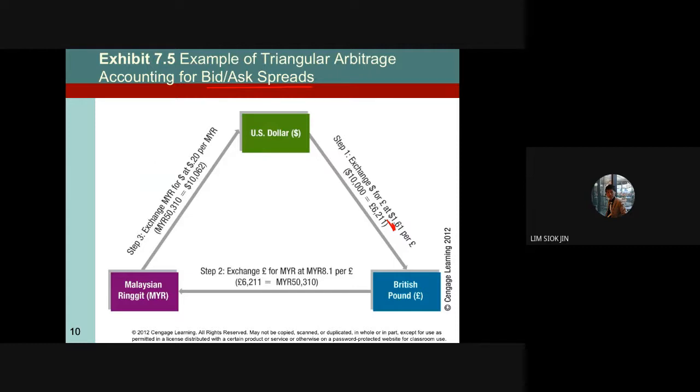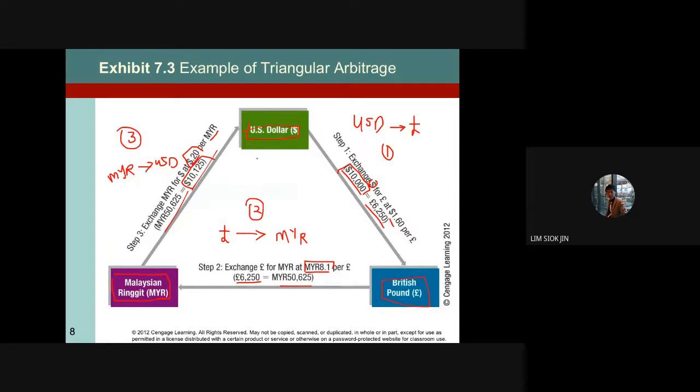And then once that happens, you convert to ringgit and you get 50,310. And with the ringgit, you convert back to US dollar at 20 cent per ringgit. You get $10,062. So originally you have 10,000, and at the end of the arbitrage transaction you get $10,062. So you actually now make what? $62, just like that. But if there is bid-ask spread, your profit of $62 is actually lower than your profit of 125. See that or not?